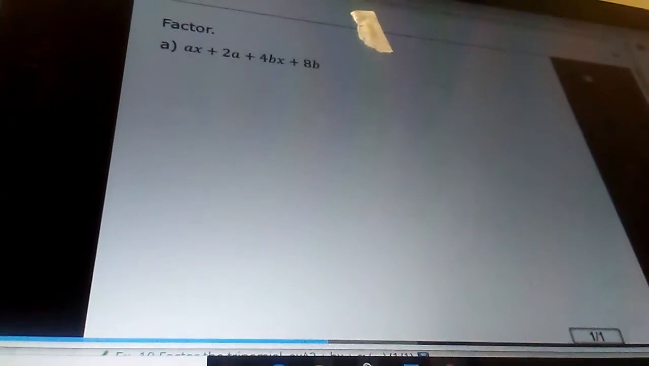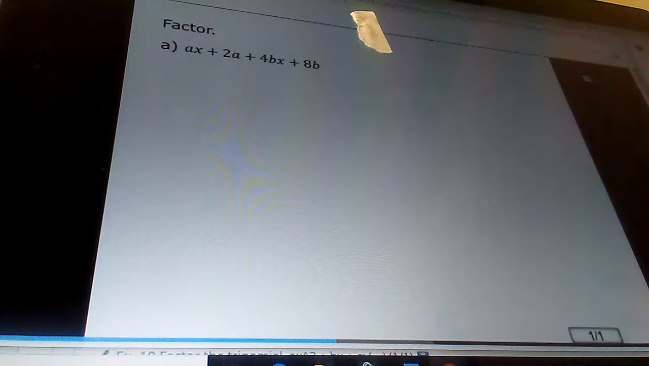We're going to factor ax plus 2a plus 4bx plus 8b. First check for a factor common to all of the terms. The only common factor is 1. Now figure out which factoring method to use. Notice that there are 4 terms. Let's factor by grouping. Find pairs of terms that have a common factor. Notice that the first two terms have the common factor a, and the last two terms have the common factors 4 and b.